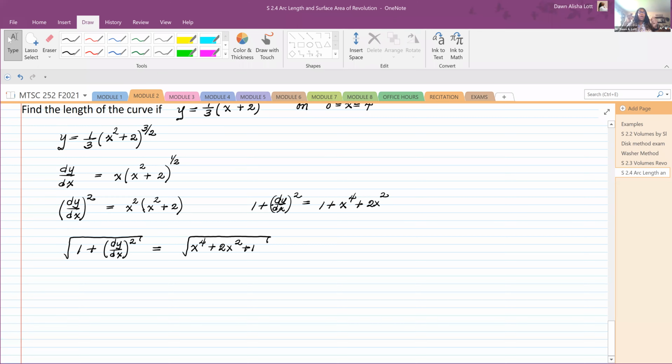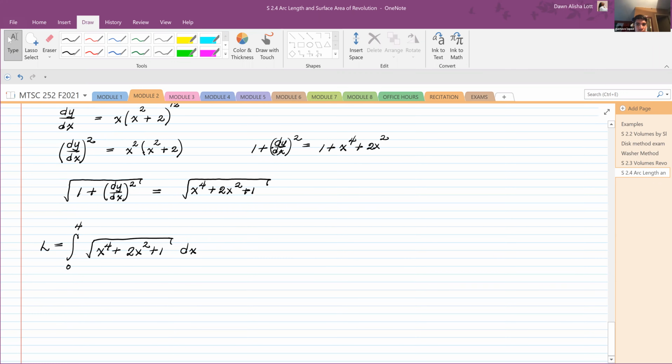Tell me, how am I going to integrate this thing? This is not a difficult problem. Don't you have to take out the square root? Well, remember, we're going to integrate. The length is the integral of that thing. So we go from 0 to 4 of the square root of x to the 4th plus 2x squared plus 1 dx. Now, how am I going to integrate that? That's what I'm asking you.